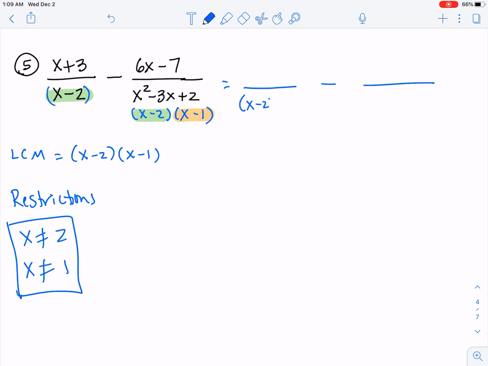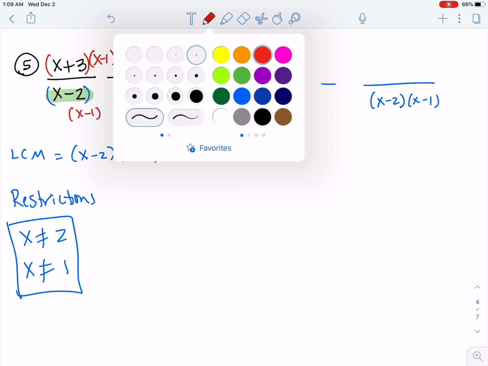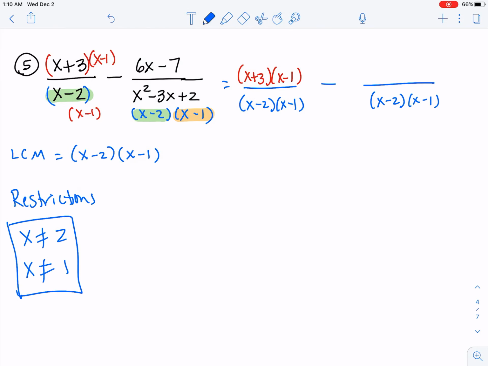I got x minus 2, x minus 1, x minus 2, x minus 1. All right, let me grab that red. All right, out of this first term, I have the x minus 2. I need to multiply by the x minus 1. So I'm going to take this x plus 3 and multiply by x minus 1. So I have x plus 3 times x minus 1 minus. Let's see, out of this second term, I already have that denominator, so I can just leave that as 6x minus 7. I'm going to rewrite it all over that same denominator.